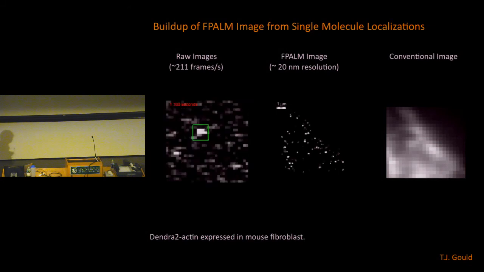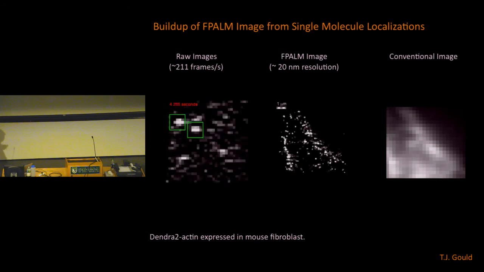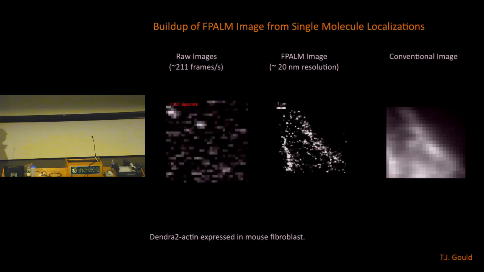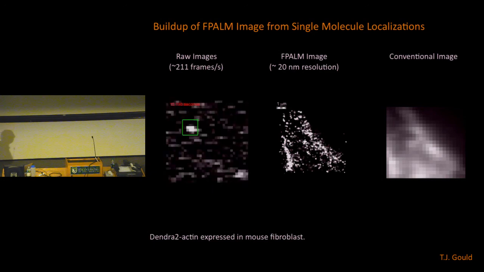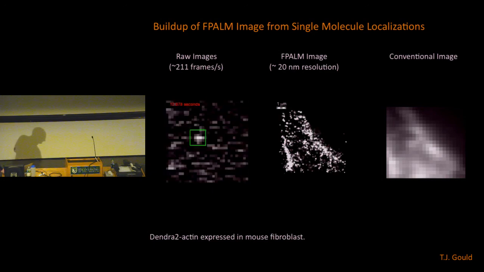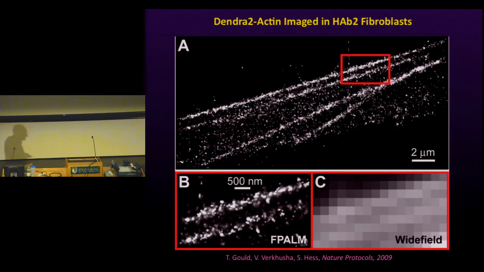You build up the structure, and then you can compare with the conventional image and see there's clearly a lot more detail. In a finished example, this is some stress fibers in a fibroblast. These are actin filaments, which should have a linear form in the form of a stress fiber. If you compare the conventional fluorescence image with the localization-based image, you can see the improvement in the resolution.